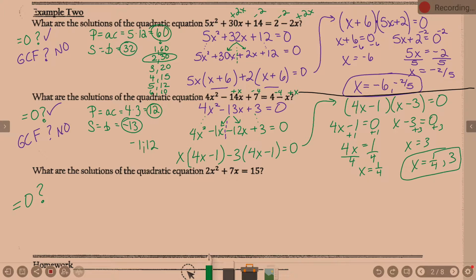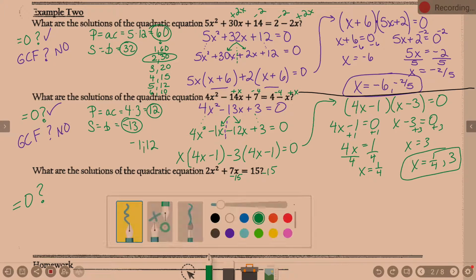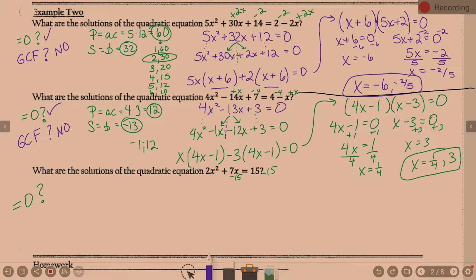Does it equal 0? No. So I'm going to subtract 15: 2x squared plus 7x minus 15 equals 0. And hey, guess what? In homework, you'll actually have some that sometimes equal 0. Oh, that'll be nice. You know, we're not going to have to make them all equal to 0. Okay? Read my mind.